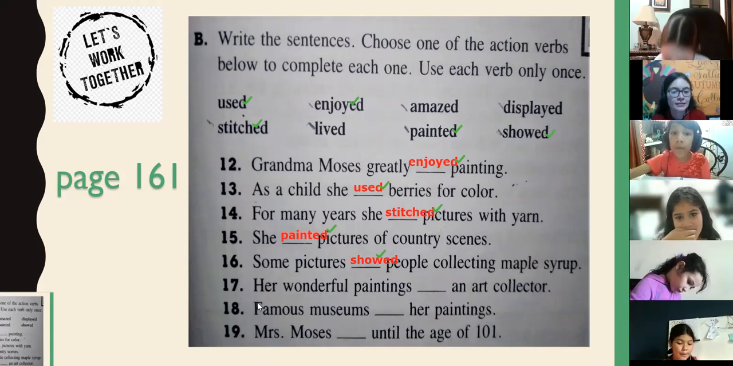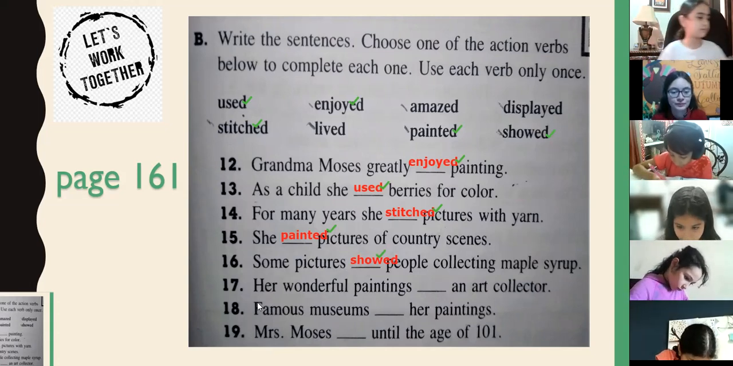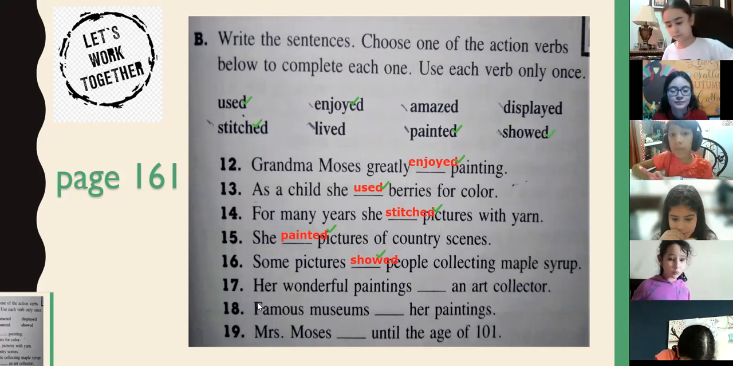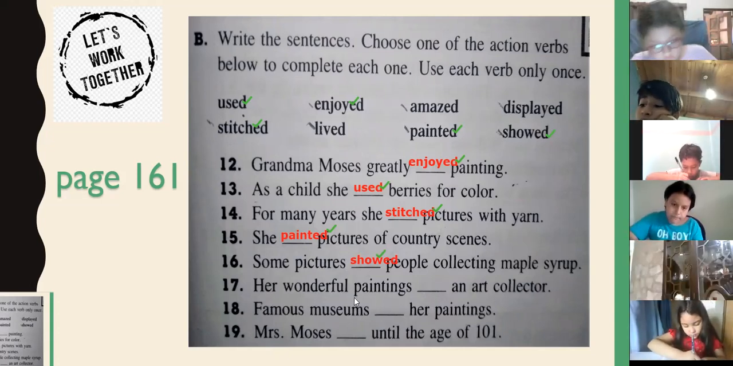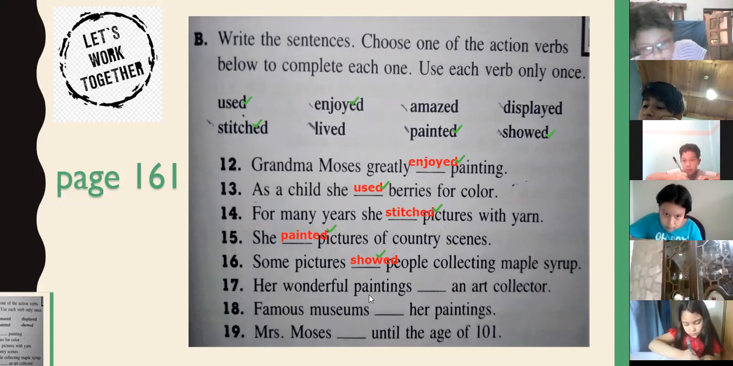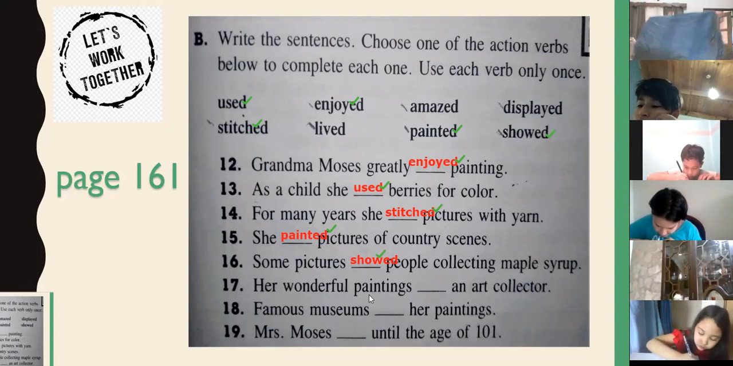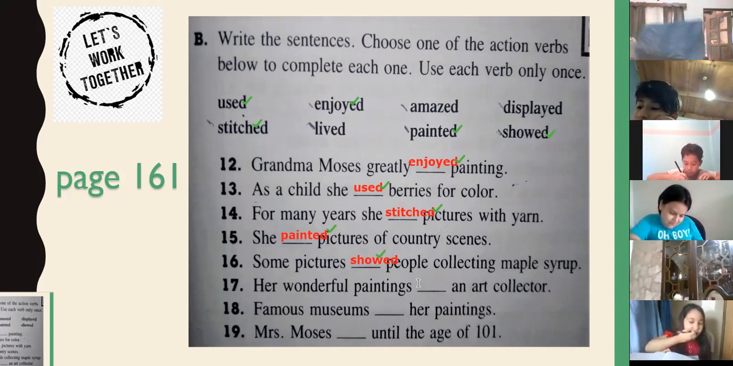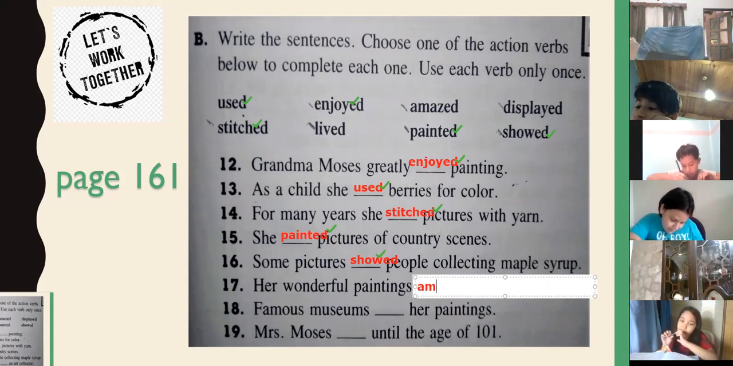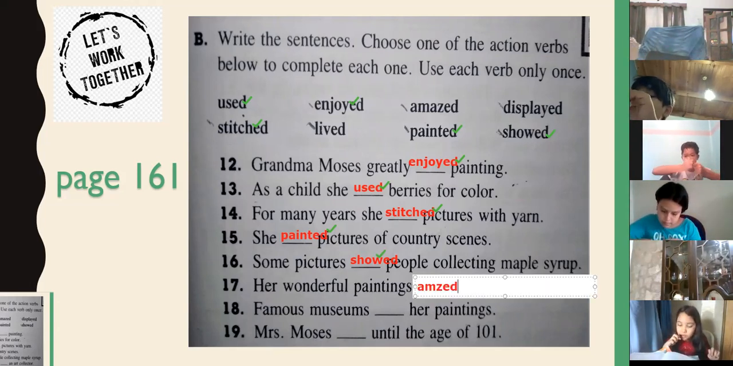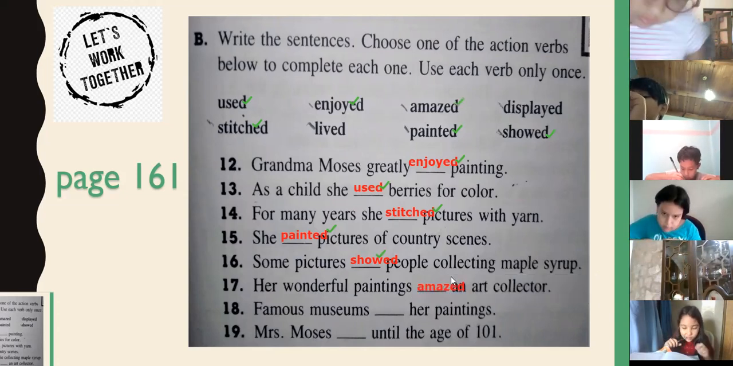Me, Rosa. Rosa, and then Rebecca, okay. Her wonderful paintings and the art collecting. Amazed, that's right. Her wonderful paintings amazed art collectors. Excellent. Thank you, Rosa. Ready. I'm going to put a check because we already used that one.